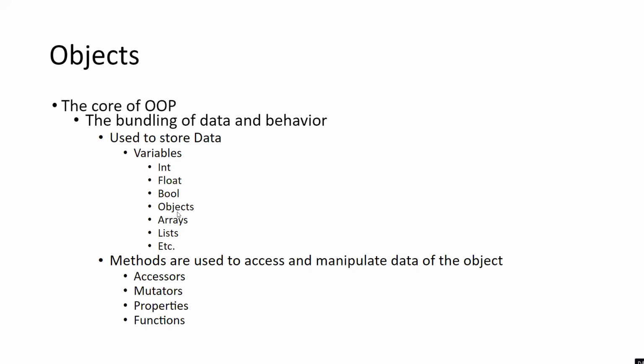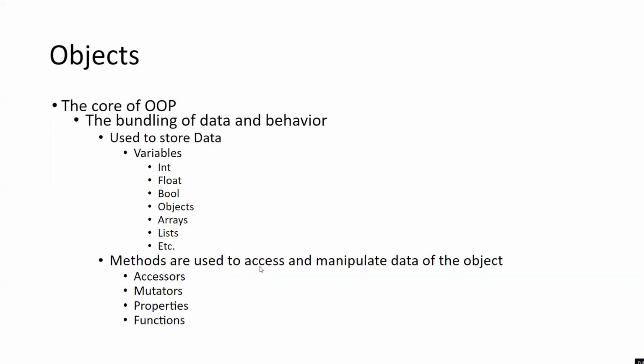So what kind of data do objects store? Well, you've seen all this stuff before. So ints, floats, bools, objects, arrays, lists. Objects and arrays and lists are containers. So objects themselves you can store inside of other objects, which again is just a bundling of data and behavior. So think of it as a container. And then arrays are containers for all the other variables. You can even store objects into arrays if you wanted to. And then lists are similar to arrays, but they work a little differently.